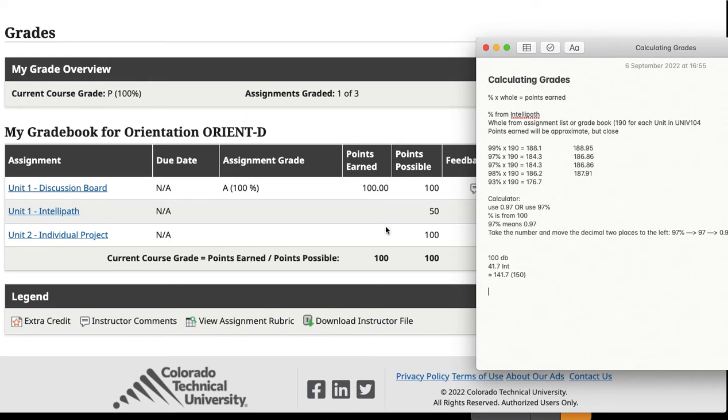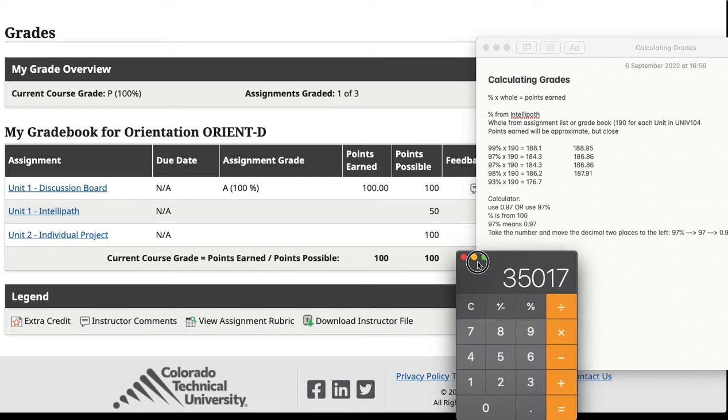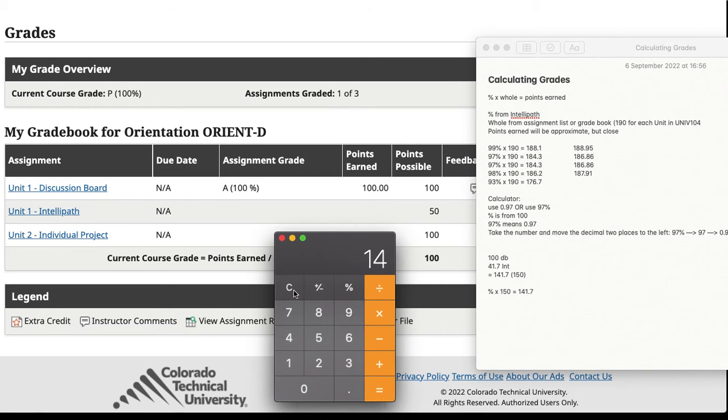So I can again get their grade average. Even though it's not imported yet, I can look at it. I can say, well, I know they have this many points. And I know that is the ultimate number of points. So I'm going to rewrite my formula here. Oops, I have percent times the whole, which is 150, equals, I have a different number now, right? So all I'm going to do is take 141.7, and I'm going to divide it by the total number of points.